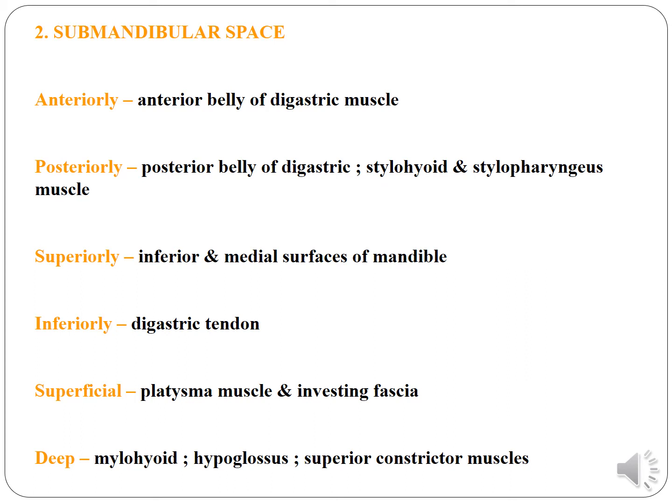Next is the submandibular space, which you commonly come across. The boundaries are anterior belly of digastric muscle, posterior belly of digastric, styloid and stylopharyngeus muscle. Superiorly, it has the inferior and medial aspects of the mandible. Inferiorly, it has the digastric tendon. Superficially, platysma muscle and investing fascia. Deep, it has mylohyoid, hyoglossus, superior constrictor muscle.